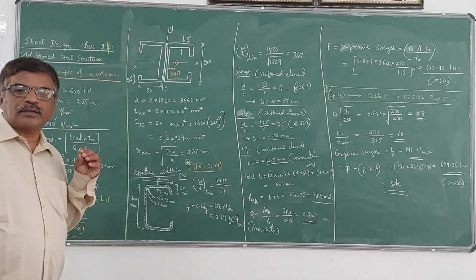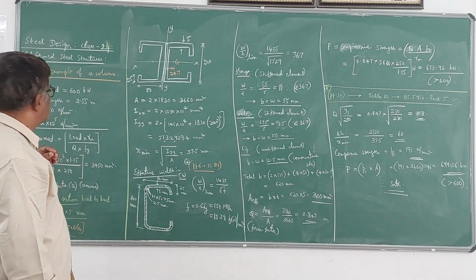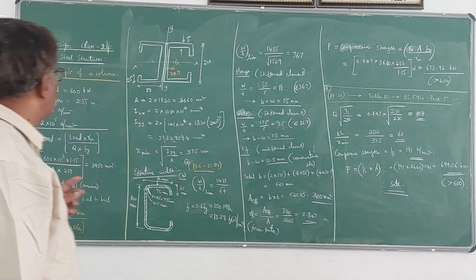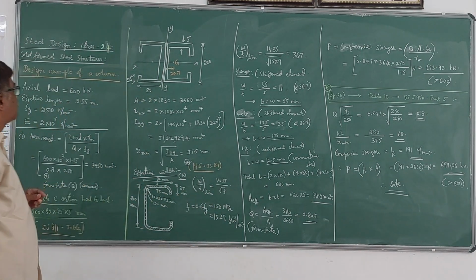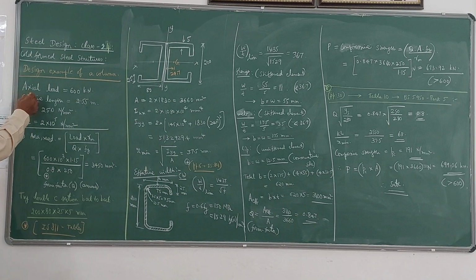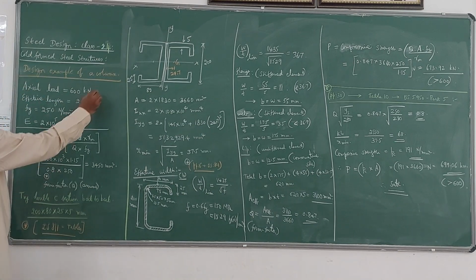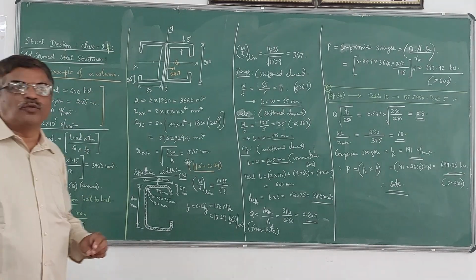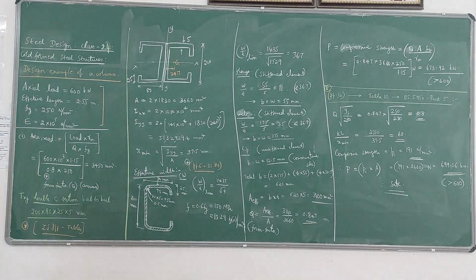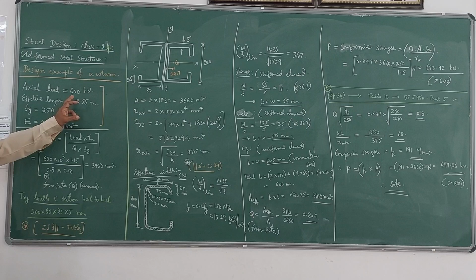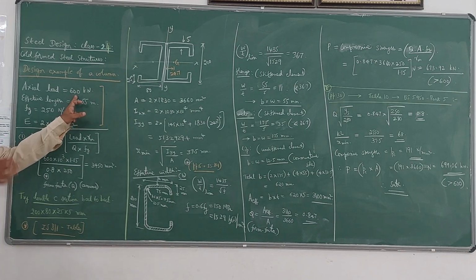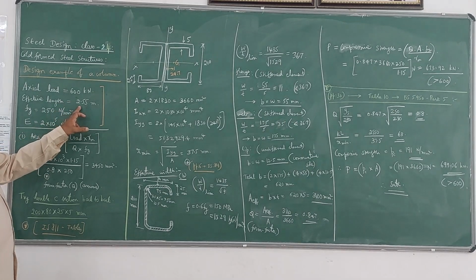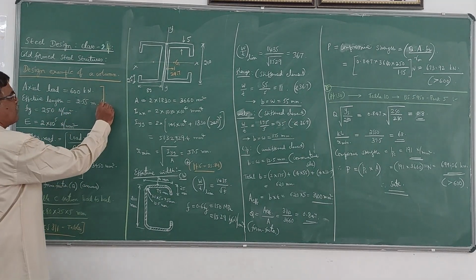In this class, we will discuss a design problem on a cold form steel column section. So this is how a problem will be given. We are asked to design a column using a cold form steel section to carry an axial load of 600 kN factored load. Effective length of the column is given as 2.55 meter, that is the KL value.